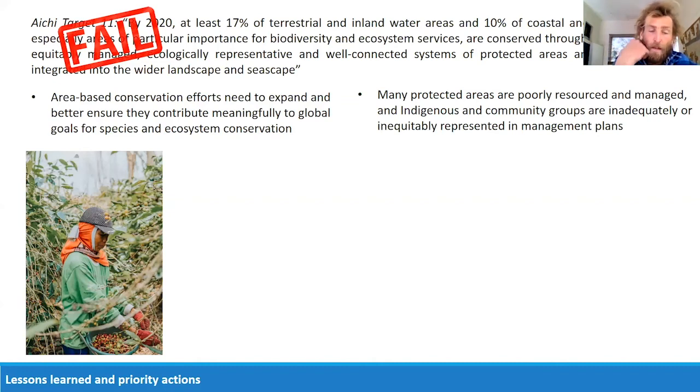But to deliver on the potential of OECMs, we've flagged a few things that really must be done. Governments, private industry and the conservation community must do immediately to ensure that OECMs can overcome the issues faced by the protected area estate at the moment, primarily inadequate reporting and resourcing of these area-based conservation measures.